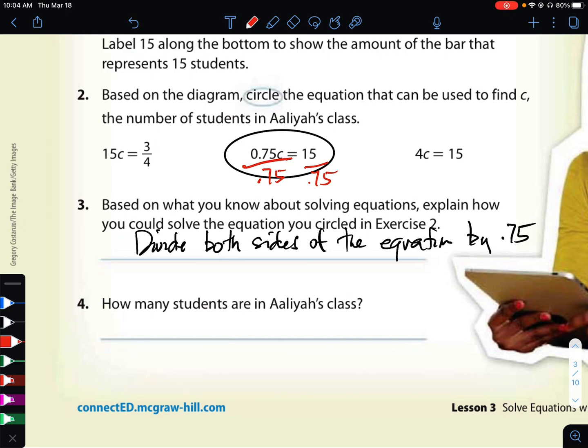And it will let us answer number 4: how many students are in Aliyah's class? We know that 0.75C equals 15, so 15 divided by 0.75 will give you 20. So C is equal to 20. There are 20 students in Aliyah's class.